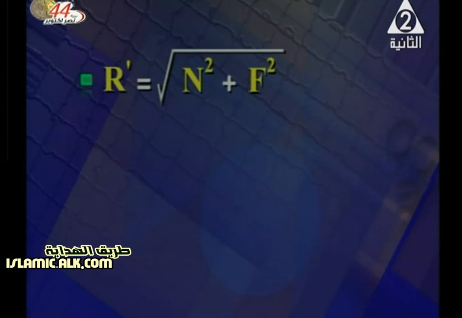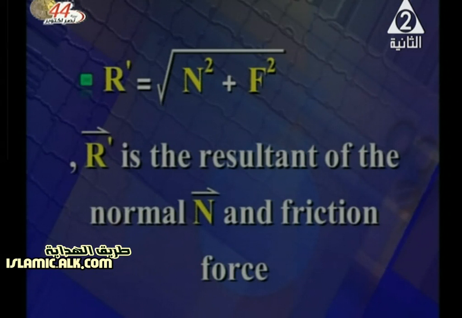Dear student, the resultant R' equals the square root of N squared plus F squared. N squared, what is N? Normal reaction. What is F? In static friction it is called the static friction force. In kinetic friction it is called the kinetic friction force. R' equals the square root of N squared plus F squared. R' is the resultant of the normal reaction N and the friction force.